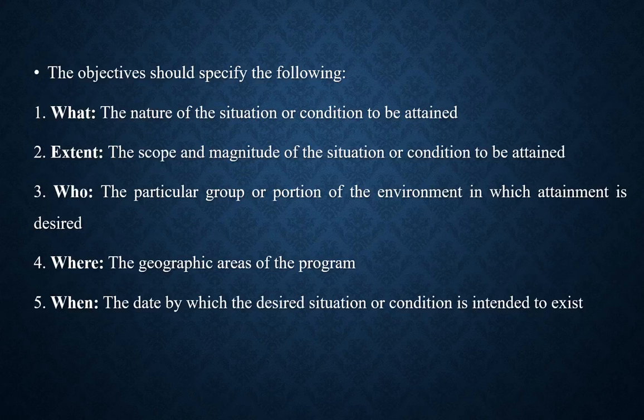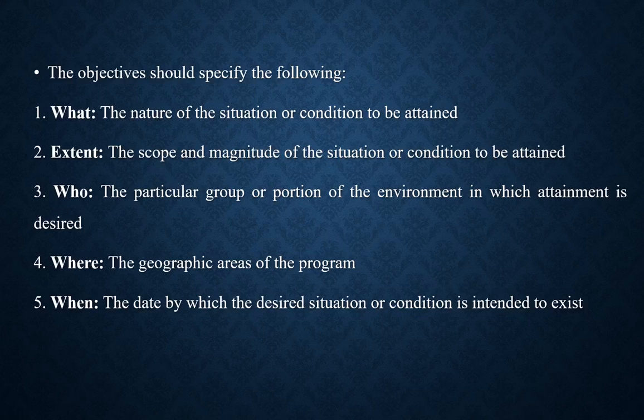The objectives should specify the following: what, extent, who, where, and when. What? The nature of the situation or condition to be attained. Extent: the scope and magnitude of the situation or condition that should be attained. Who? The particular group or portion of the environment in which the attainment is desired. Where? The geographic areas of the program. And when? The date by which the desired situation or condition is intended to exist.